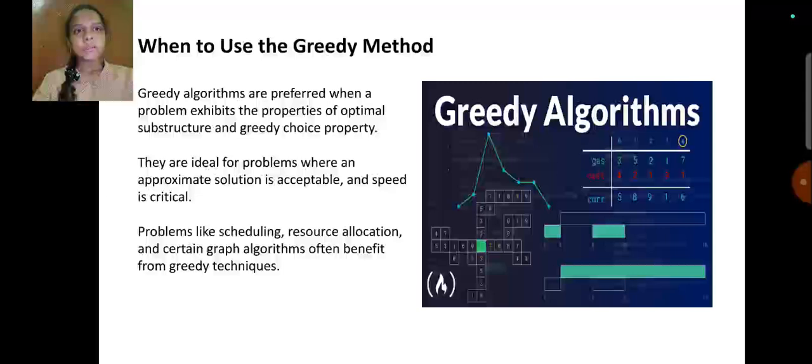When to use the greedy method. Greedy algorithms are preferred when a problem exhibits the properties of optimal substructure and greedy choice property. They are ideal for problems where an approximate solution is acceptable and speed is critical. Problems like scheduling, resource allocation, and certain graph algorithms often benefit from greedy techniques. And this is about when to use the greedy method and algorithms. You can see the picture.